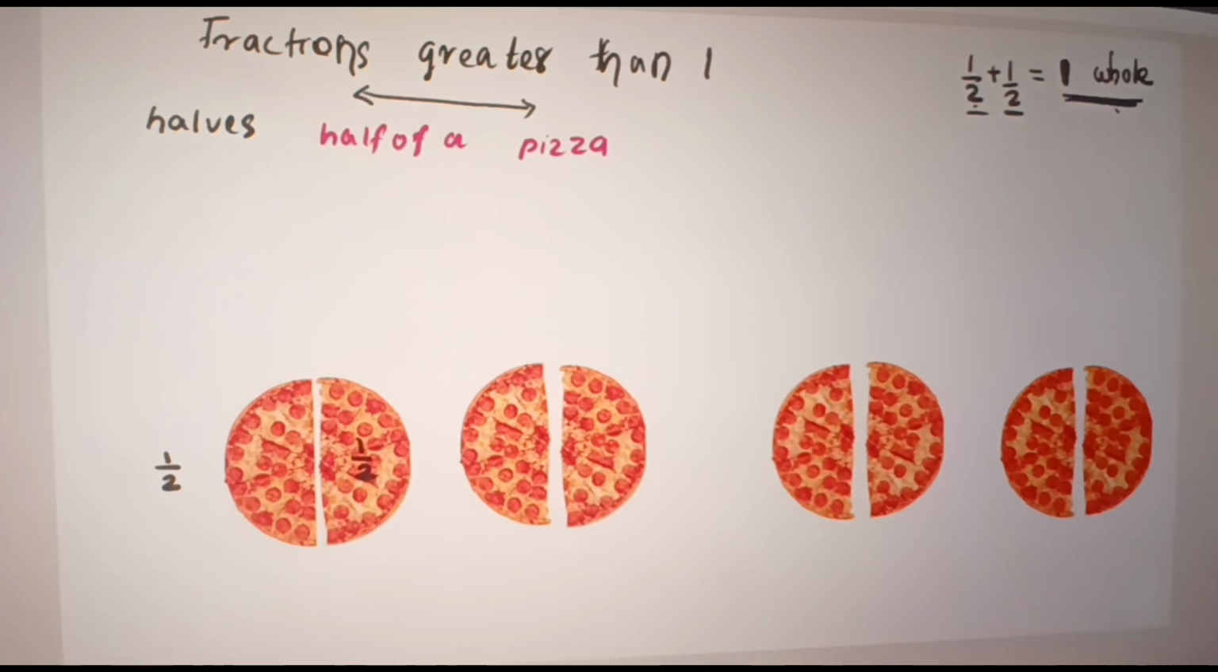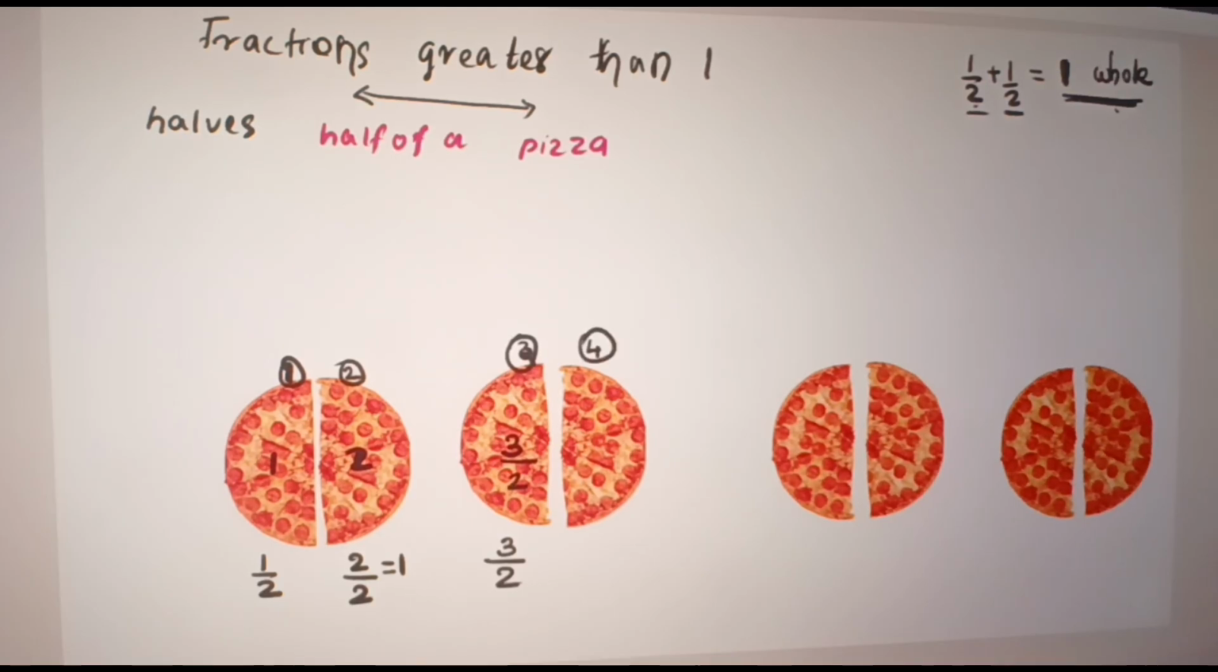So this is one half, this is another half. These two halves make one whole. This is the third half. If you count, this is 1, this is 2, this is 3 halves. So how do you write 3 halves as a fraction? 1 half, 2 halves and 3 halves means 3/2.